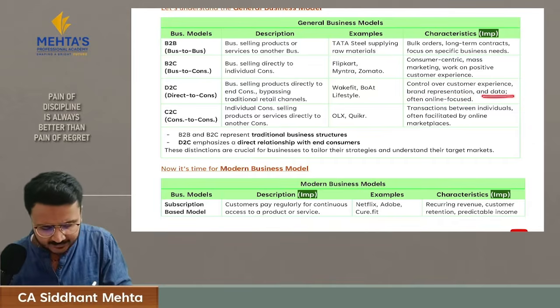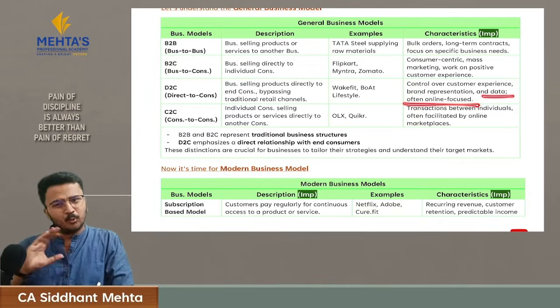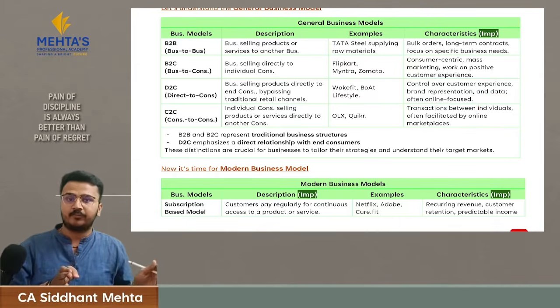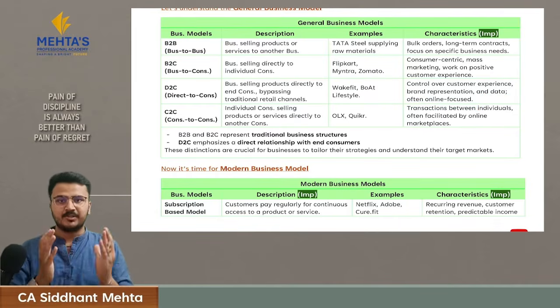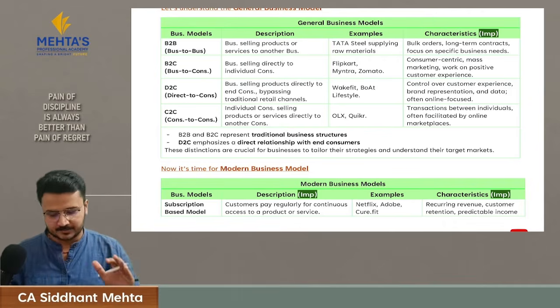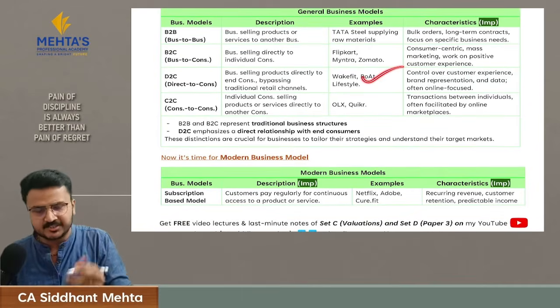And also data is mostly online focused, because mostly D2C starts online. Once they set their market, then they shift to offline, which is done by Nykaa. First they establish their market through online mode, and then they start to have their offline stores. Also both are using the same strategy.